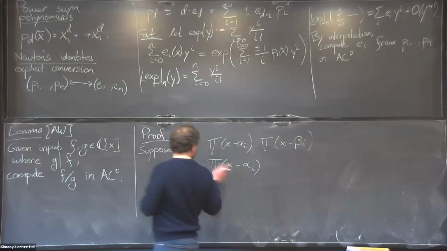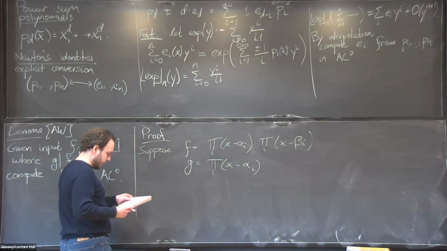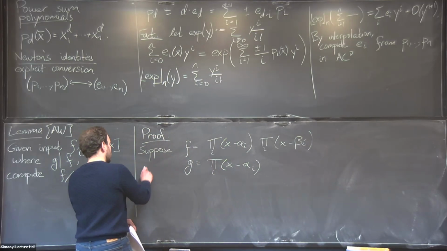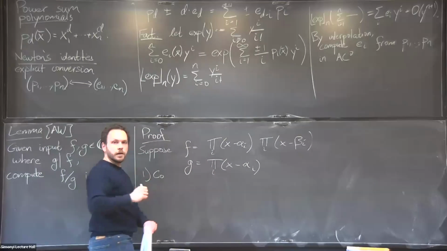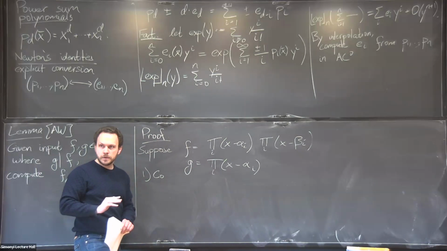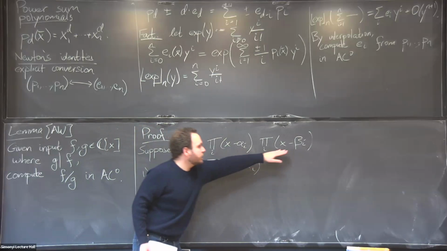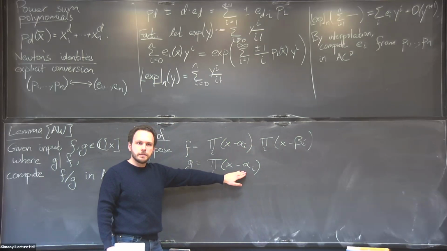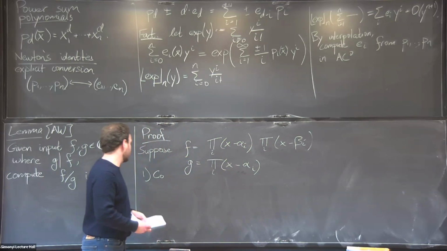Okay, so what's our algorithm here? First step is I'm going to, from f and g, convert them to their power sums. Right? I told you that the coefficients of f are the elementary symmetric polynomials in alpha and beta, and the coefficients of g are the elementary symmetric polynomials in alpha. So I can convert to power sums.